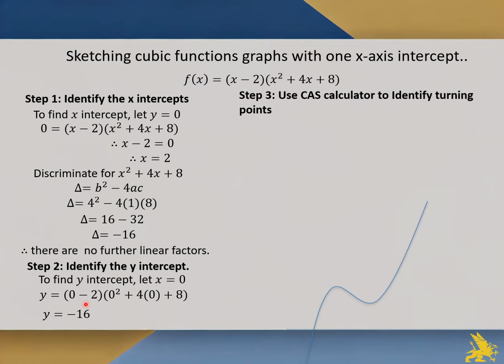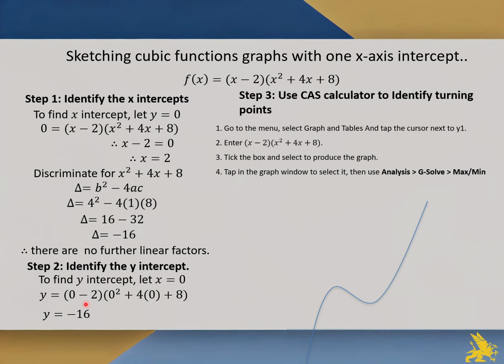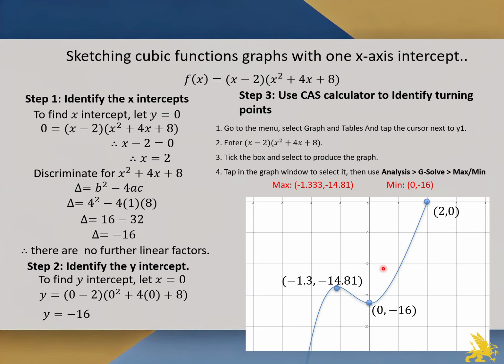I will use the class pad calculator to identify the turning points. So here's a list of things that you can do to be able to do it. I'm just going to do it anyway and show you. So, we will get a max and minimum value, and then we can plot it. Now, what you can see here is we've only got one intercept up here, whereas everything else is below the x-axis.